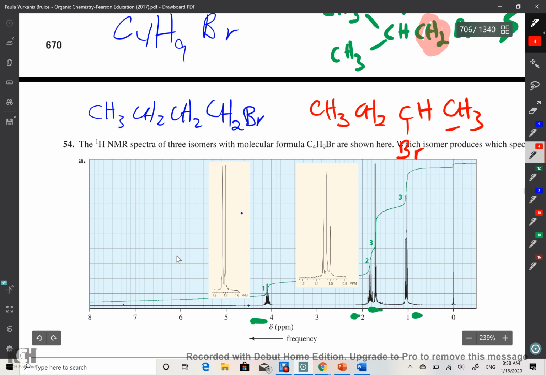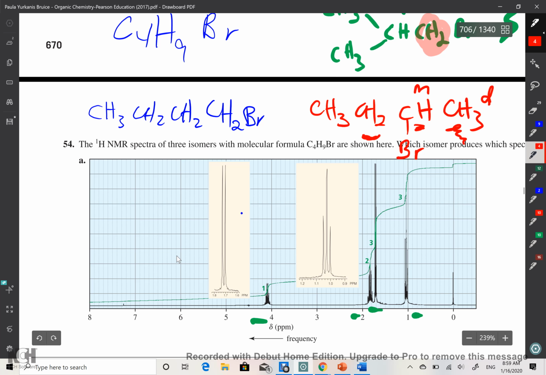Multiplicity for these hydrogens here. What is the multiplicity for that one? So that is a doublet. Multiplicity for this guy. So that will be a sextet, right? So I will call that M, multiplet.